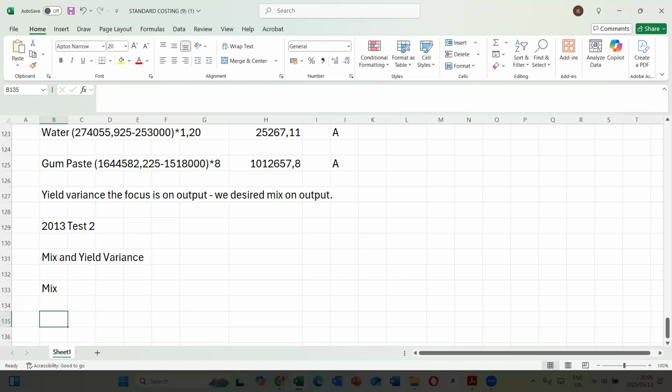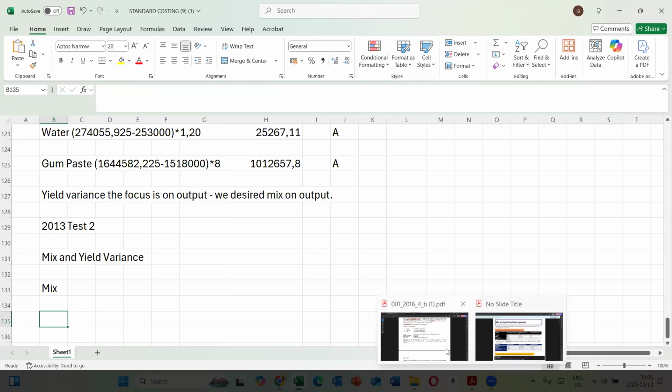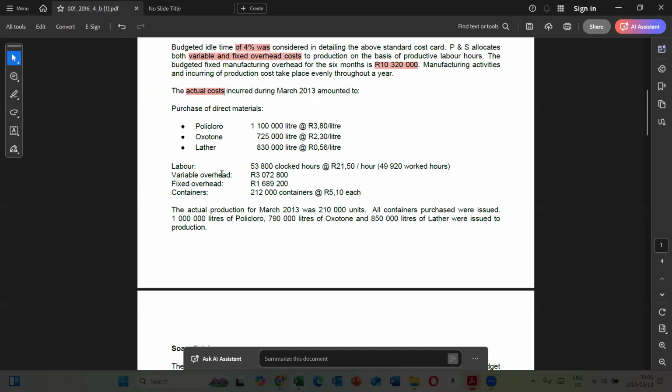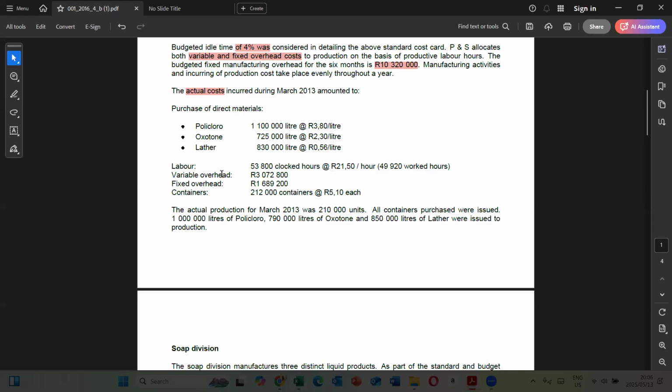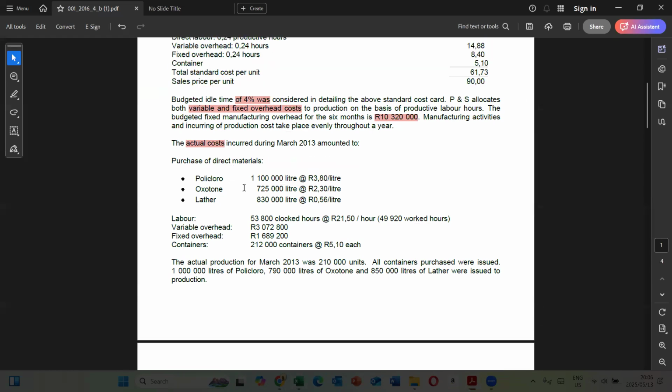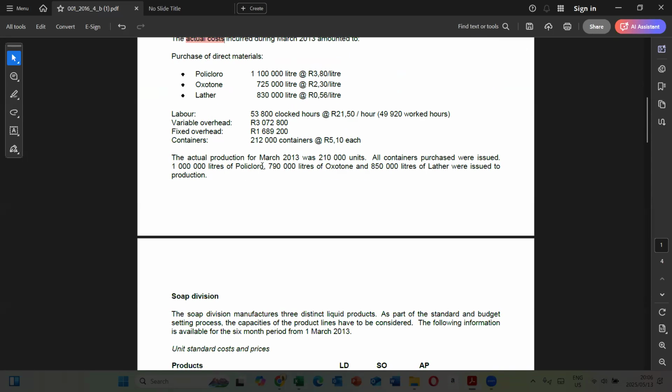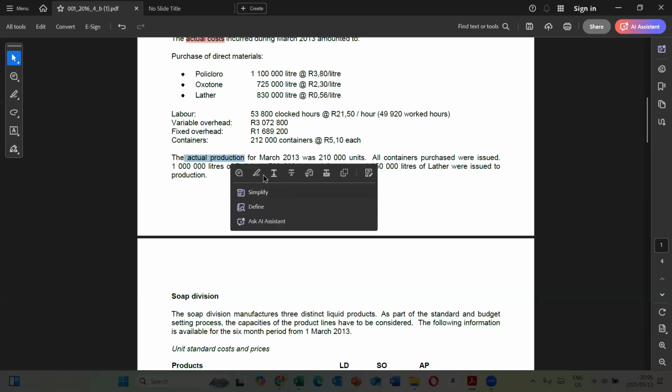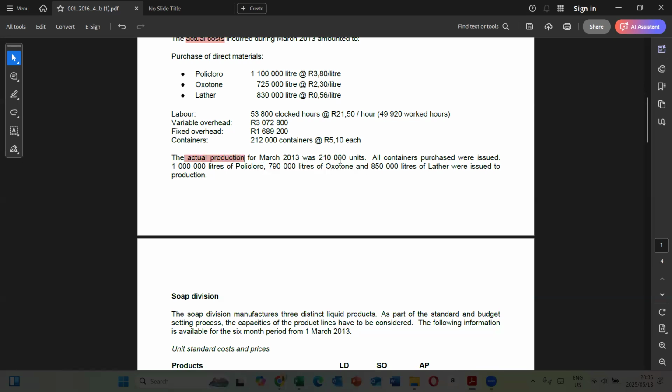I want you guys to note something in regards to this. Remember now, we said in regards to the mix variance, we're going to need the actual quantities. So we have the actual quantities in regards to this. You see the material purchased is this, but what did they actually use? So the actual production, you see in regards to this, they produced 210,000 units of containers, and then they used here.